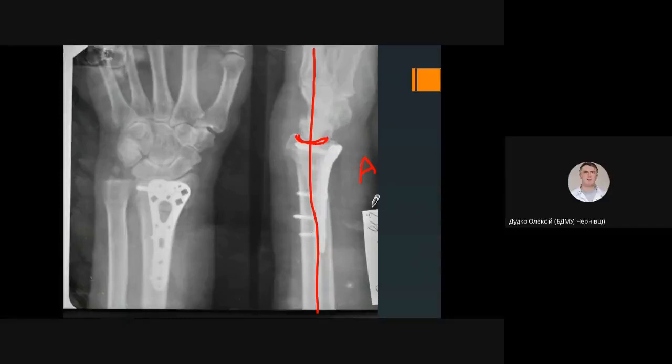And if we remember, we can use anterior and we can use posterior plates. So this is a volar plate which is used, and fixation was performed with locking head screws. So these are specific holes here where polyaxial locking head screws can be inserted.